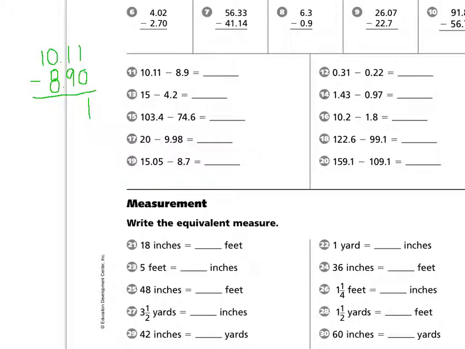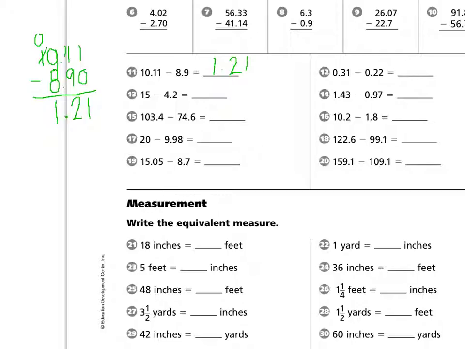You're going to need to borrow from the 1, make it a 0. This becomes 9 and this becomes 11. 11 minus 9 is going to be 2. Bring your decimal straight down. 9 minus 8 is 1. Your answer is 1 and 21 hundredths.